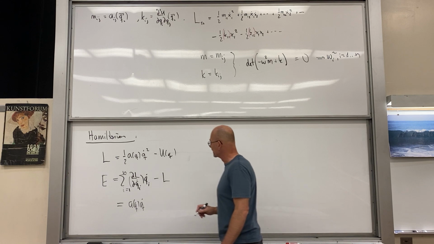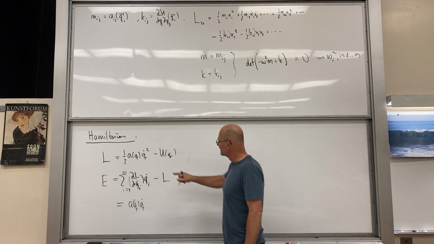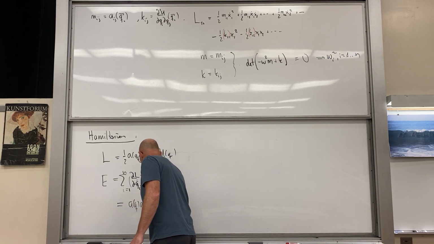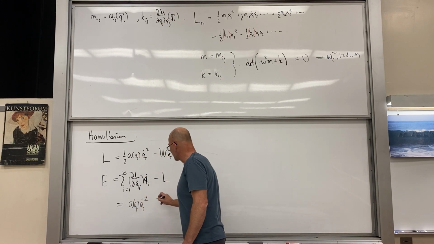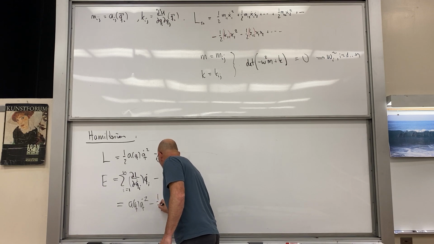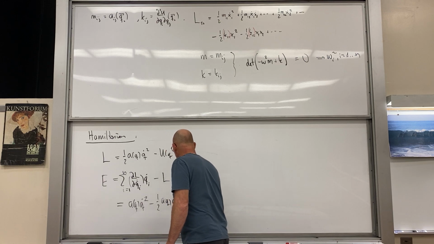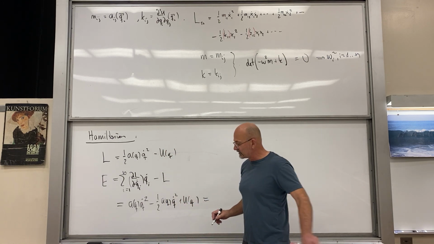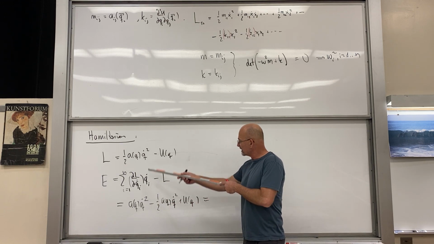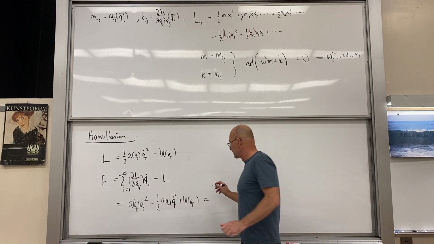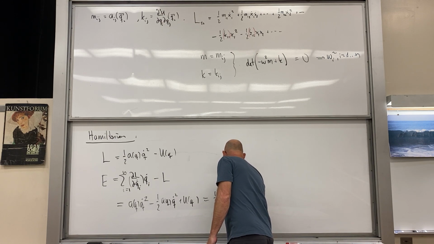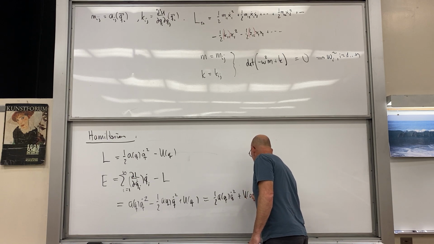dot, times Q dot again, that's where we get that Q dot squared, and then when we subtract off minus 1/2 A of Q times Q dot squared, minus negative, plus U of Q. That's where we, of course, just end up with the T plus U again. So that's where we get 1/2 A of Q Q dot squared plus U of Q.